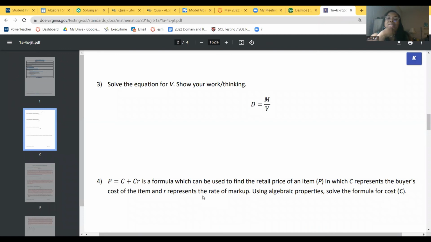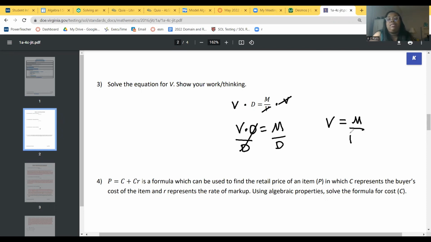So we're going to look at number 3. Number 3 is asking us to get v by itself. Currently, v is in the denominator. So what we want to do is multiply both sides by v because we need it to be in the numerator. So v times d is equal to m. We're trying to get v by itself. What's the opposite of multiplying? It is division. So we're going to divide both sides by d. You end up with v is equal to m divided by d.